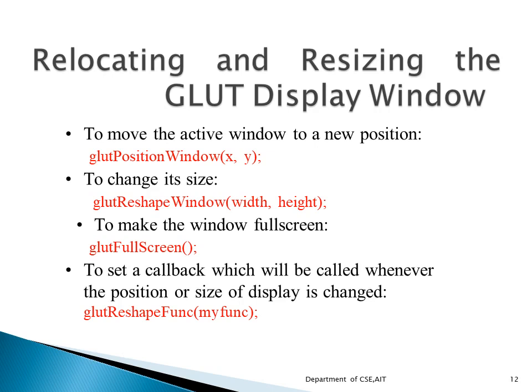So the coordinates will specify the new position for the upper left corner of the display window, relative to the upper left corner of the screen. So this x and y is going to give the upper left corner's x and y value where you want to move the window. So you can go for using this glutPositionWindow.